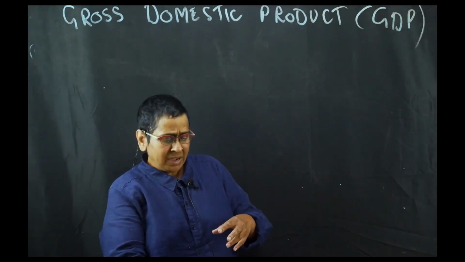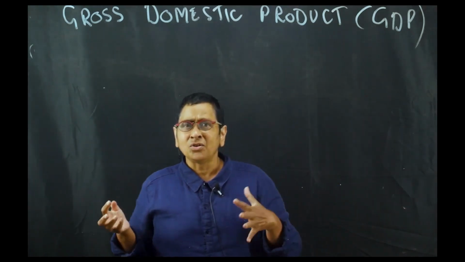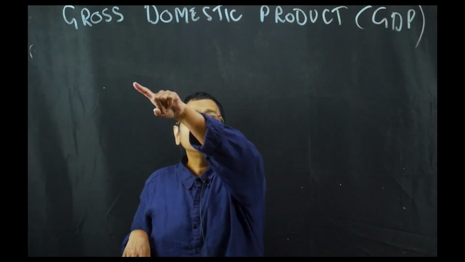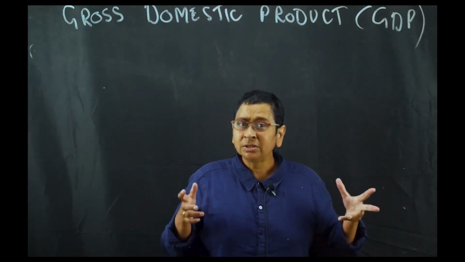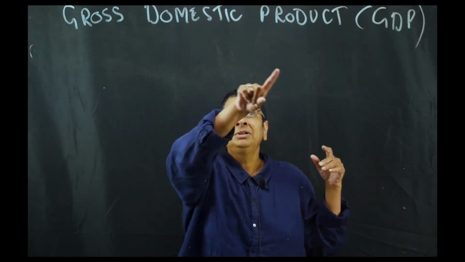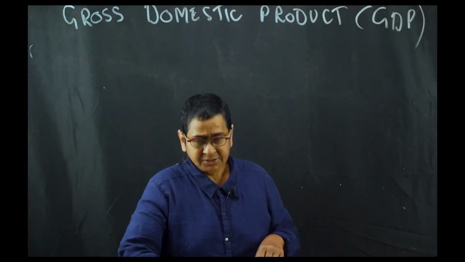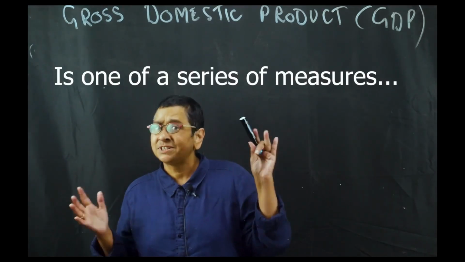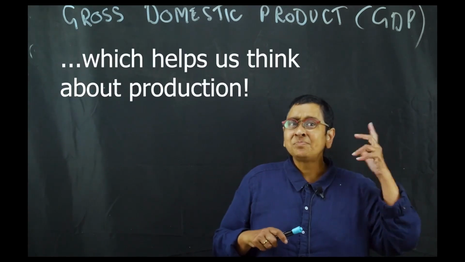Usually when people talk about the level of economic activity and they say the economy is doing well, not well, the economy is growing, we're having a boom, we're having a recession, this is what they're referring to, the GDP. Usually we measure, particularly recessions, we measure growth all through the GDP. So what is this? So the GDP is called the gross domestic product, is one of a series of measures. GDP is just one of them, and we're going to go through all of them, which help us think about production.